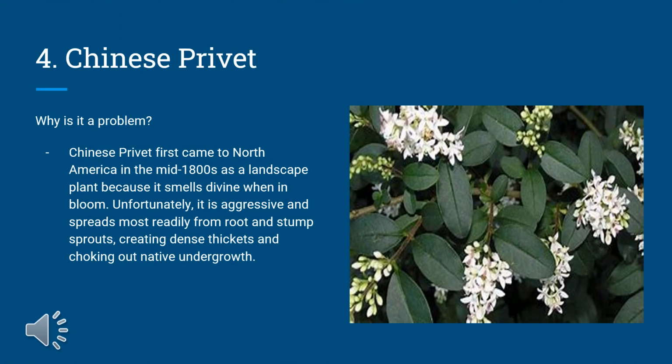Number 4. Chinese privet. Why is it a problem? Chinese privet first came to North America in the mid-1800s as a landscape plant because it smells divine when it blooms. Unfortunately, it is aggressive and spreads more readily from root and stump sprouts, creating dense thickets and choking out native undergrowth.